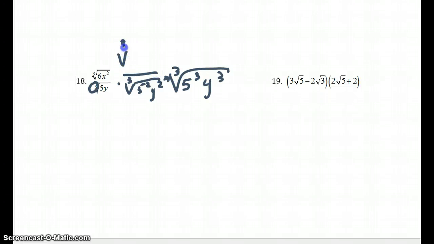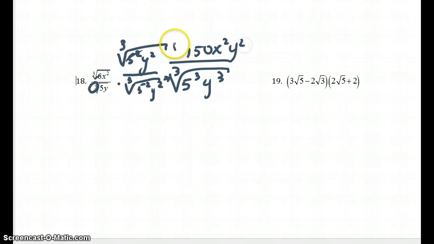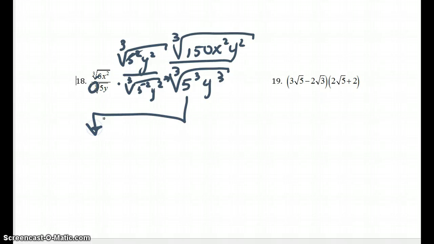If we do that to the top, we must do it to the bottom. So on the top, we will end up with 5 squared, which is 25, times 6, which is 150. So this has been accounted for, this has been accounted for. We have x squared, y squared, and it's all under the cubic root. At this point, we're going to take this and we're going to move it down here. When we simplify it, the top will stay the same.